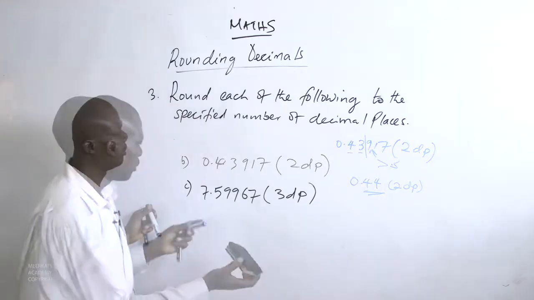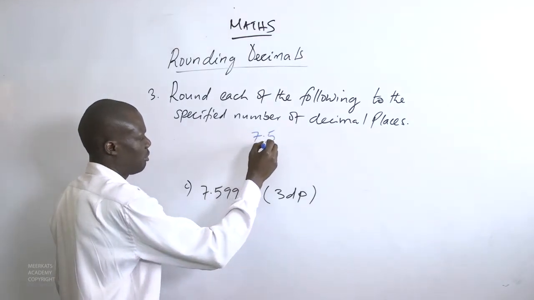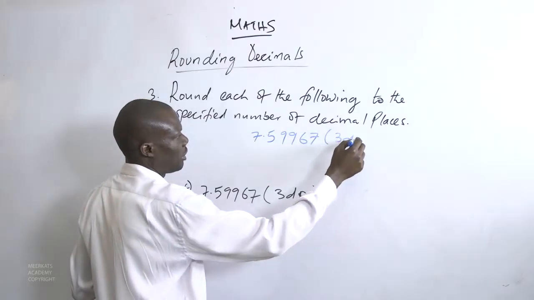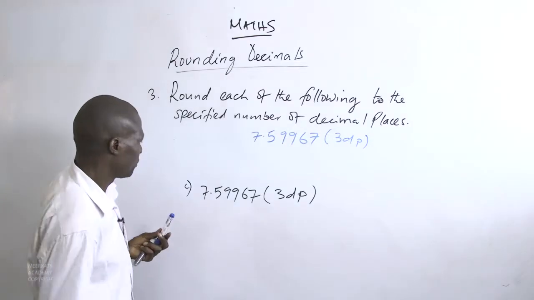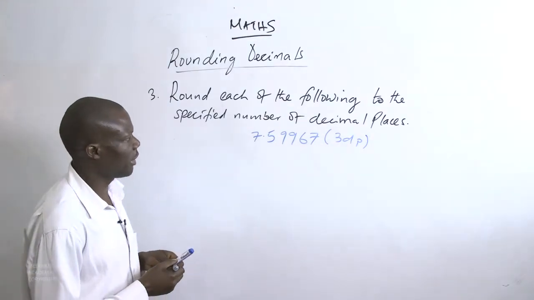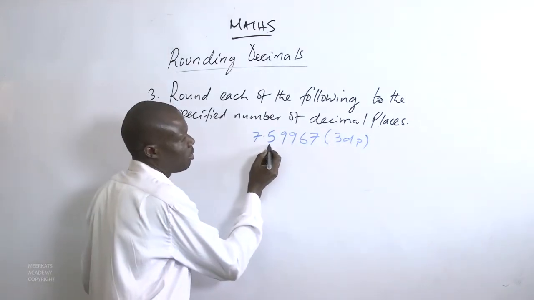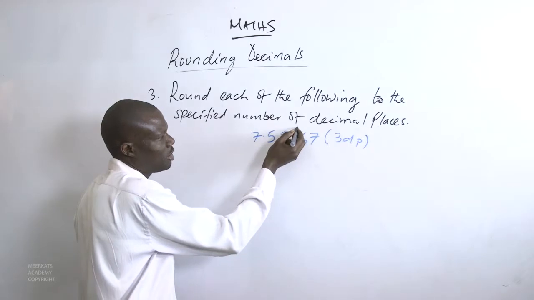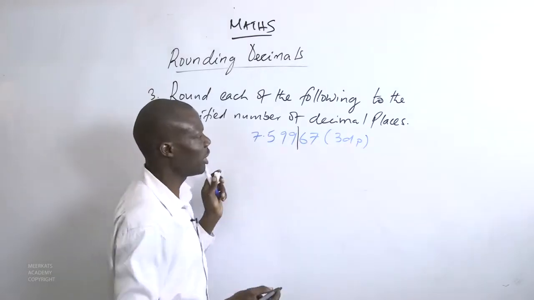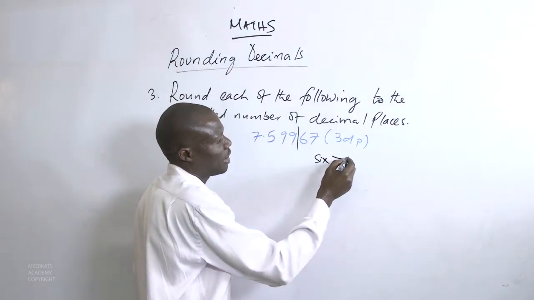For the last one, where we are supposed to round 7.59967 to 3 decimal places, I want you to be very keen here. We consider 3 decimal places. As you see, the first decimal place is 5, then 9, then 9, which implies that this is the required part. I've shown it with a line. Then the critical digit we have is 6, and 6 is greater than 5.